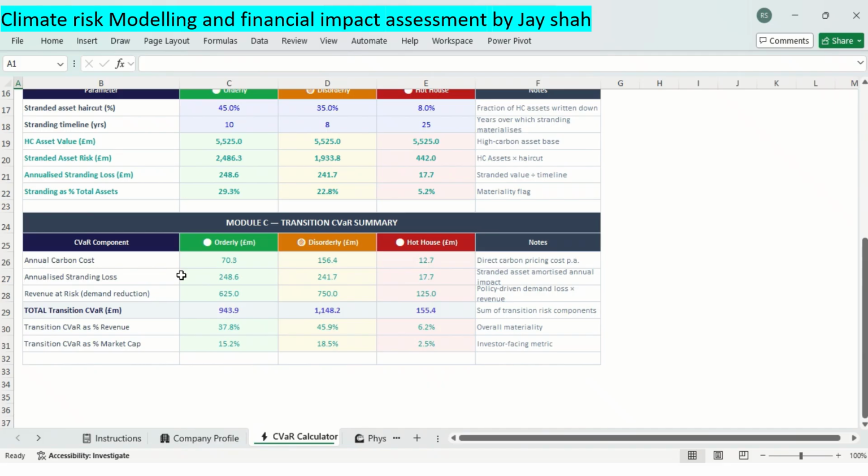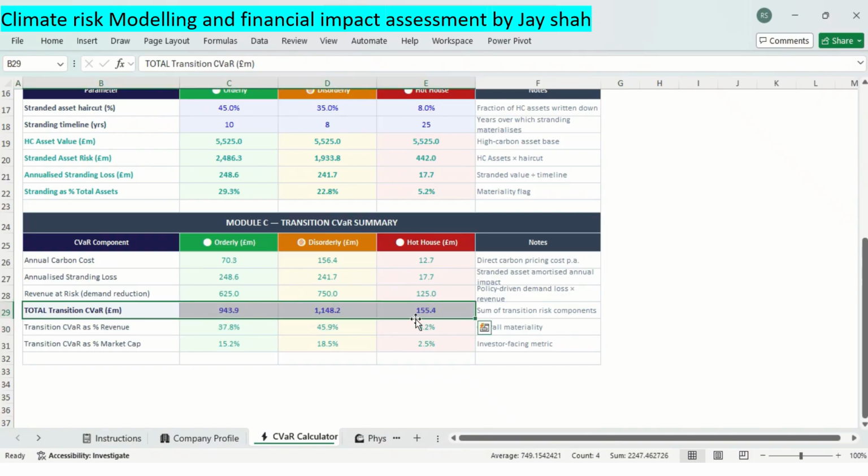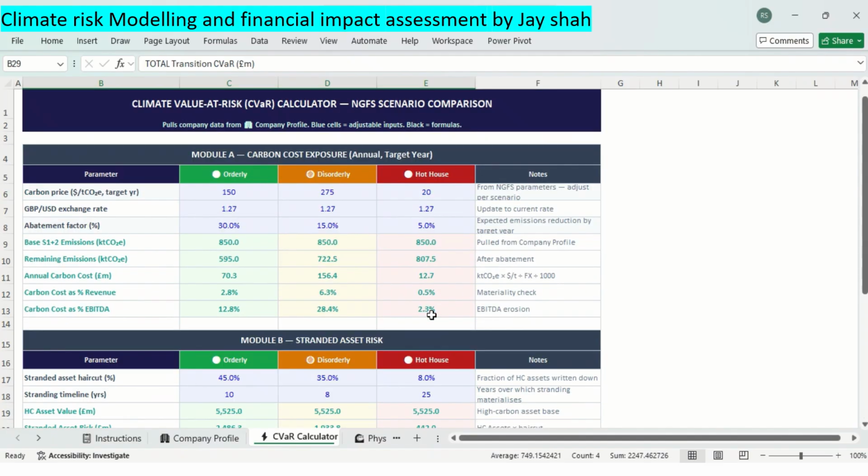Module C is the transition CVAR summary, an aggregate of all transition risk components, and the headline number for board and investor disclosures. You can see these across the various scenarios. That is very important for the transition risk scenarios, to calculate and understand the CVAR. So let's go module by module.